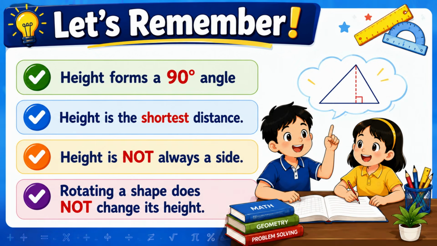Let's remember, height forms a 90-degree angle. Height is the shortest distance. Height is not always a side. Rotating a shape does not change its height. Always look for the line that makes a right angle with the base.